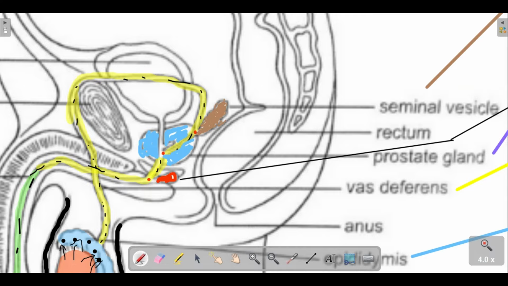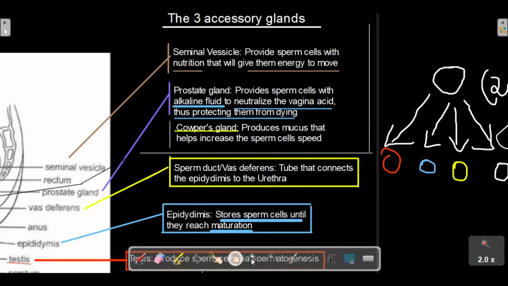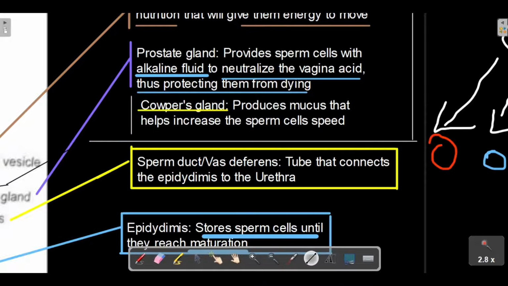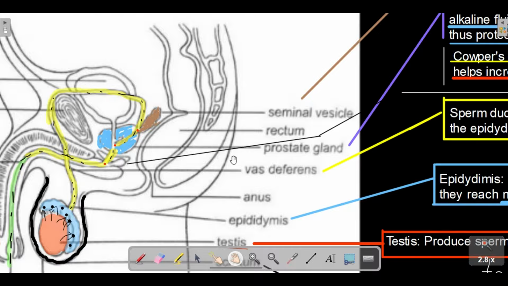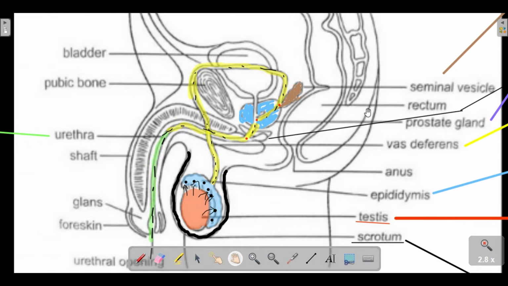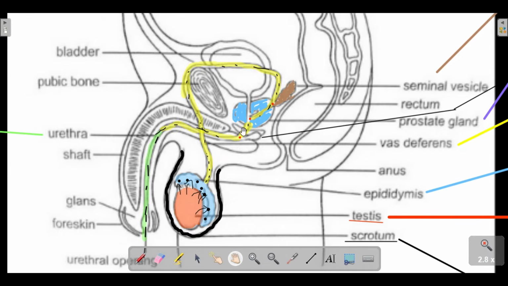So this is the structure, this is what we call the Cowper's gland, right here in red. It's very small, guys, as you can see. It's smaller than the seminal vesicle and smaller than the prostate gland, but you can clearly see it here. The Cowper's gland provides them with mucus, more fluid, which would push them to move at a higher speed so that they can shoot up into the vagina, through the different structures, all the way to the fallopian tube. So it really helps with the speed. The Cowper's gland helps with the speed.